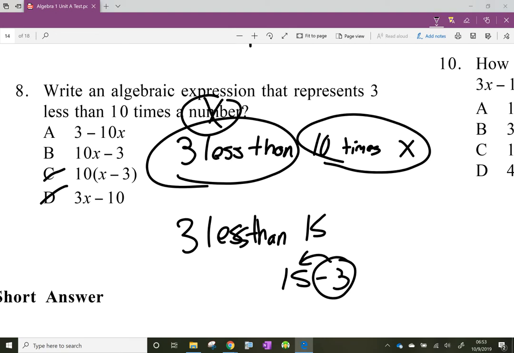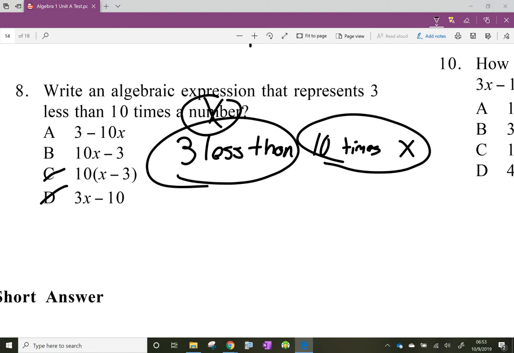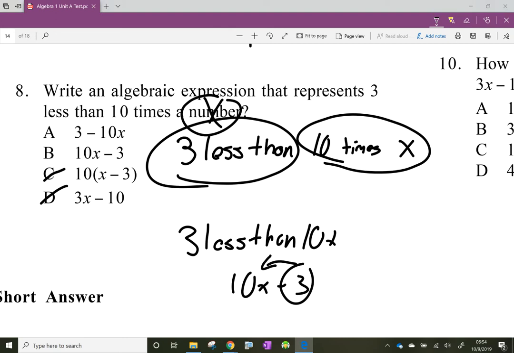So when I see 3 less than 10x, we're actually doing the same idea. 3 less than 10x means we're really taking the 3 away from the 10x. It's not coming first, it's actually coming second when we write our expression. We have the 10x first, and then we subtract 3 from it. 3 less than 10x. Because that's what I would do with my brother's age. If I said he's 3 years less than 15, I would not do 3 minus 15. I would do it the other way around. I would do 15 minus 3. So in this case, we're doing 10x minus 3. We have B as our answer.